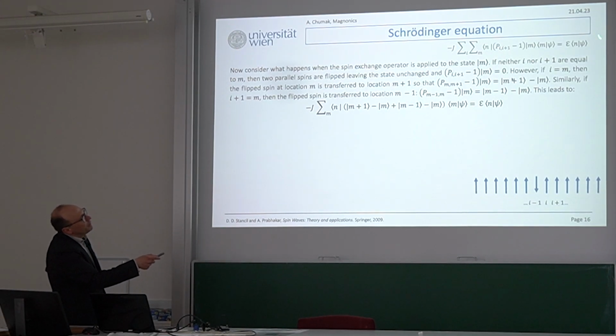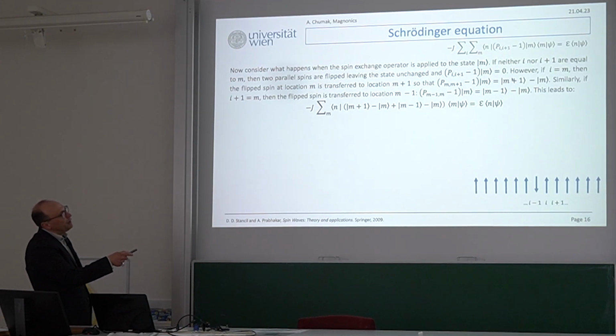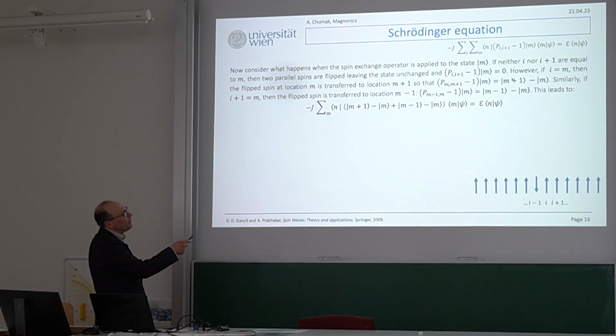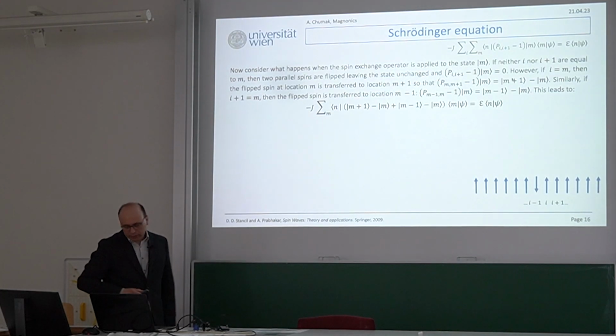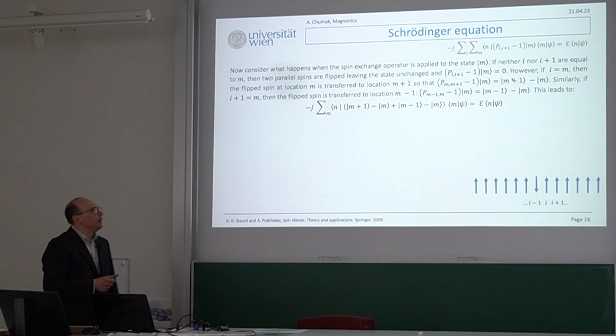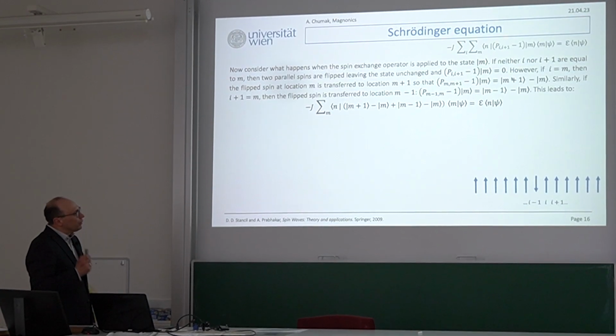And it means that this part can then be simplified. You don't have any more P as an operator, but instead we have the sum over m, only one sum left. Then we will have bra n, ket m plus 1 minus ket m, ket m minus 1 minus ket m. And then we have this probability amplitude, and here is our energy times bra n psi. Good.